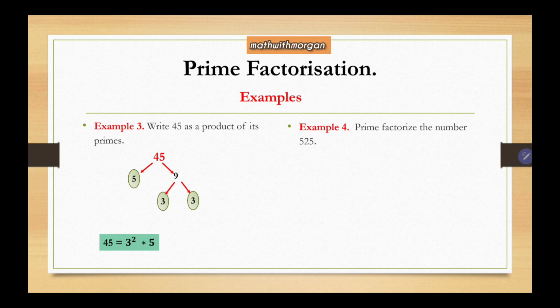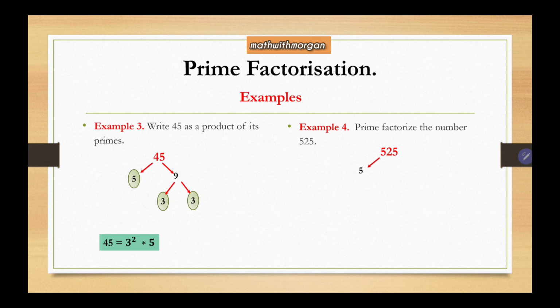One last example, which is a bit much harder. We have to prime factorize 525. So looking at the number, we can definitely tell it's divisible by 5. So I'm just going to start by dividing it by 5 to break it down.